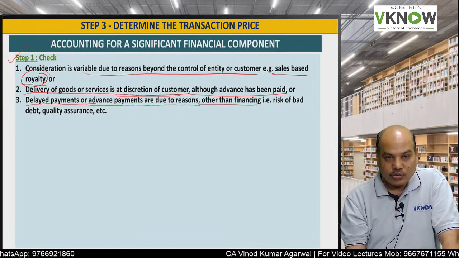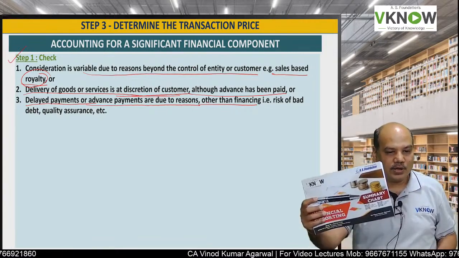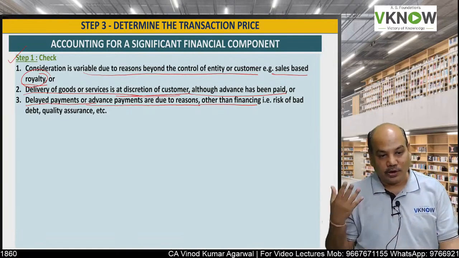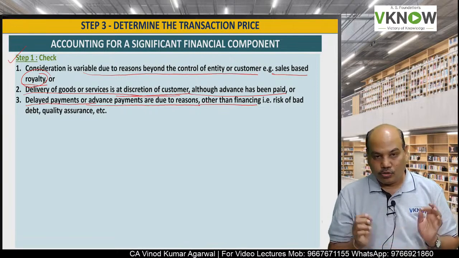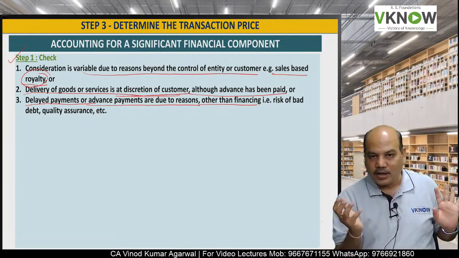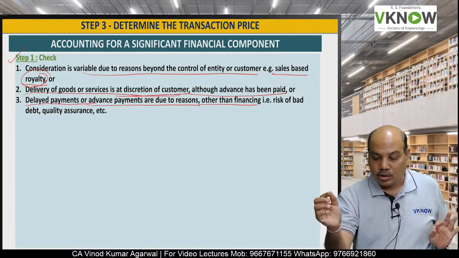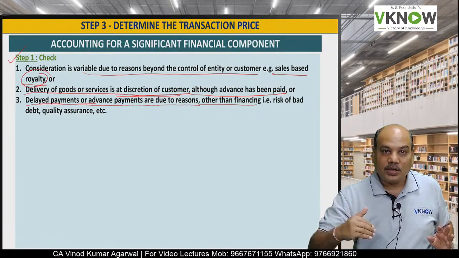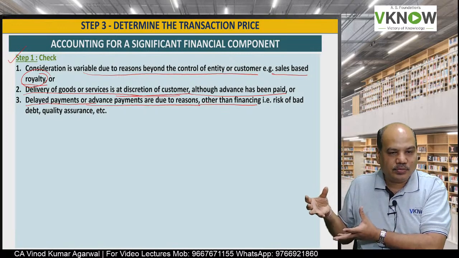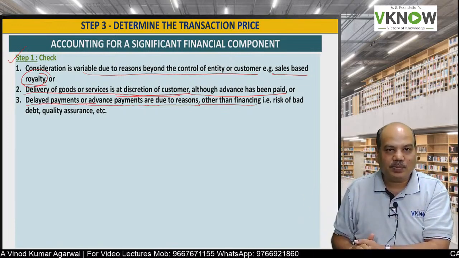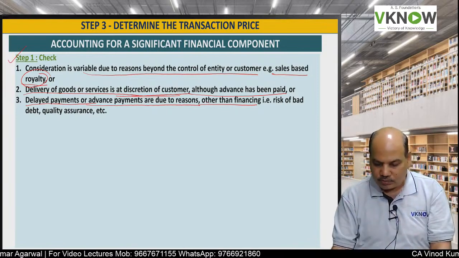For example, a student says, sir, please send this book to me, I'll pay you after 1 year. I say, sorry, I have a risk of bad debt, you have to pay me in advance. So sometimes the supplier insists on advance payment because he does not want to take bad debt. Sometimes the customer delays the payment. He says, first you construct this bridge, then we will pay 60% after 3 months. He wants to have quality assurance.